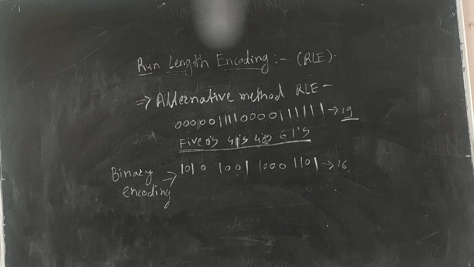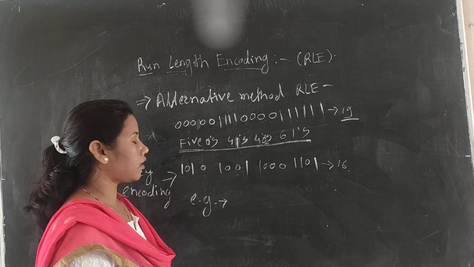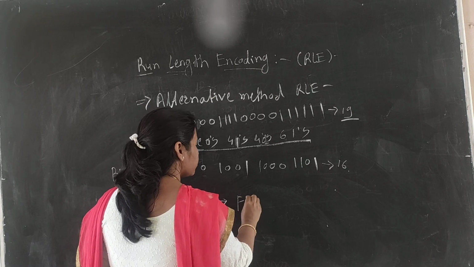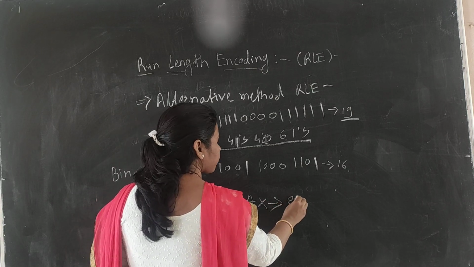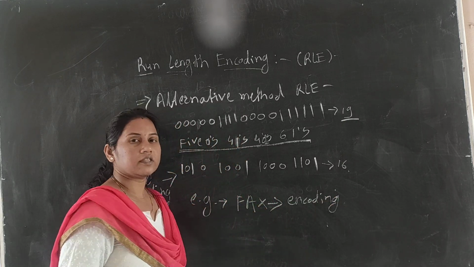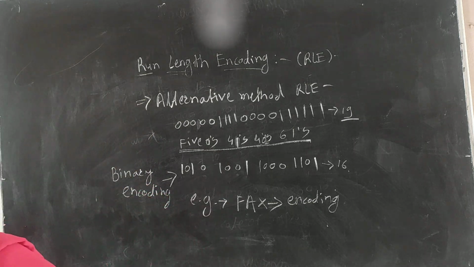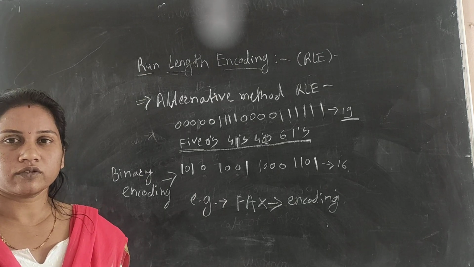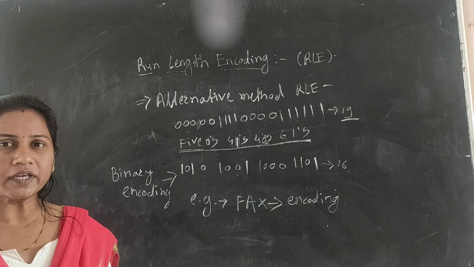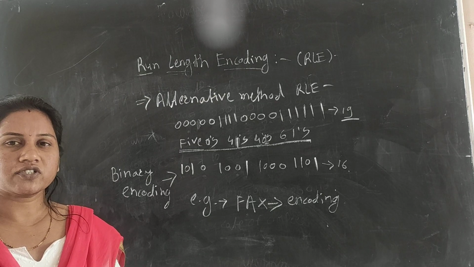The fax image encoding is done using the RLE method. As we know, an example application of RLE is the fax machine: the encoding used in the fax machine is nothing but the RLE method. Fax encoding is an example of this technique of run length encoding. This is a very simple method for compression and encoding, which we use in information theory and source coding.